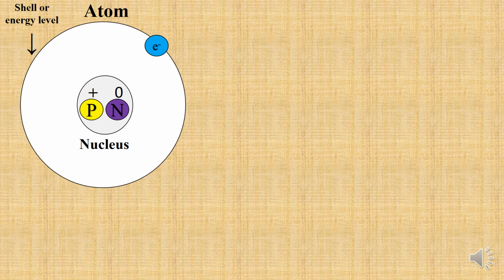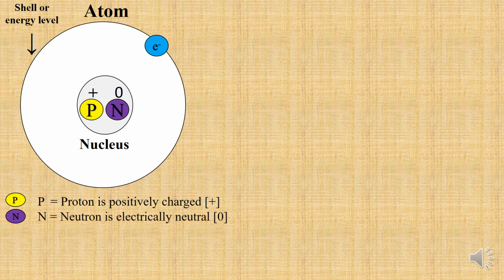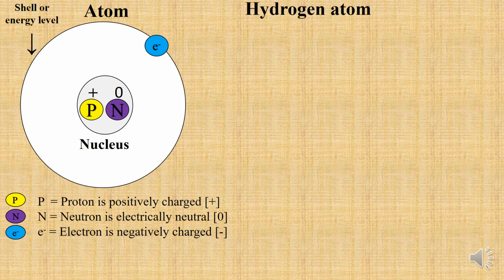Now I have color coded the subatomic particles with yellow referring to the positively charged protons, purple referring to the electrically neutral neutrons, and blue referring to the negatively charged electrons.